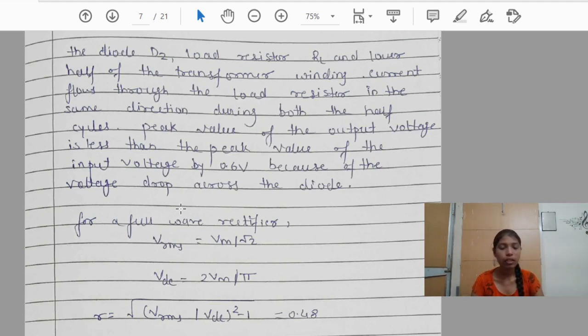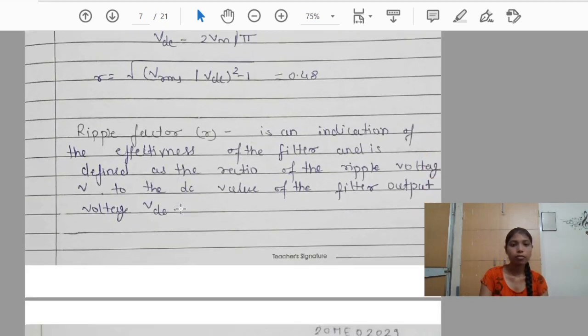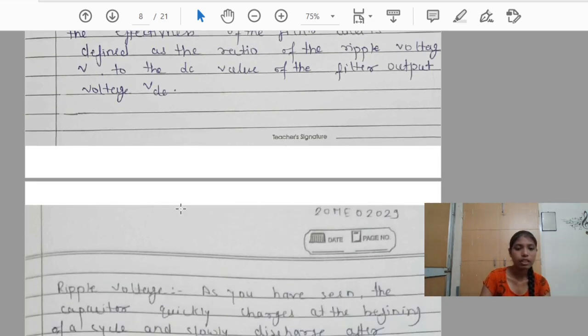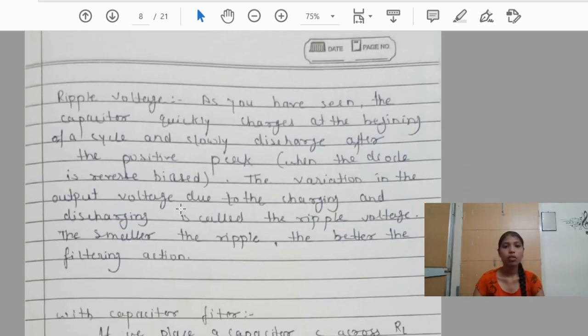For the full wave rectifier, Vrms equals Vm upon root 2 and Vdc equals 2 Vm upon pi, where the ripple factor R equals root of (Vrms upon Vdc) squared minus 1, equal to 0.48. And what is the ripple factor? Ripple factor is the indication of the effectiveness of the filter and is defined as the ratio of ripple voltage to the DC value of the filter output voltage Vdc. Then what is ripple voltage?